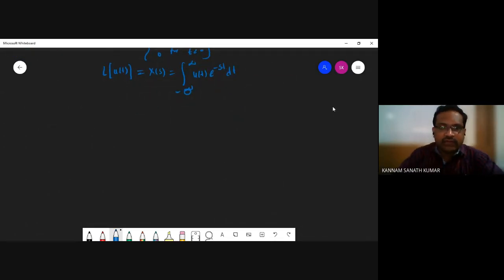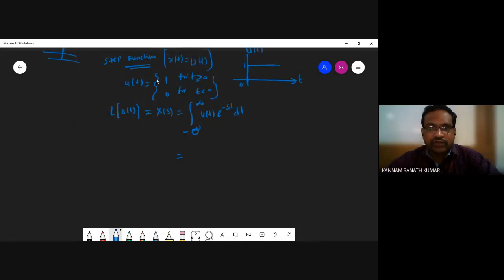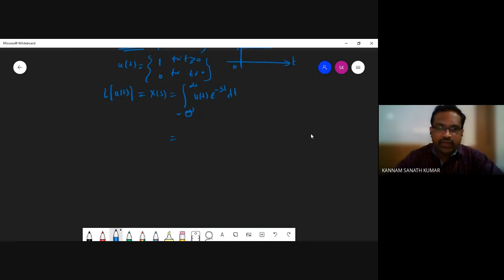So what is that value? It is defined for t greater than or equal to 0. That value is 1. So that means the integration from 0 to infinity of 1 into e power minus st dt. You can write the integration of e power ax as e power ax by a. So that means e power minus st divided by minus s, between the limits 0 to infinity.